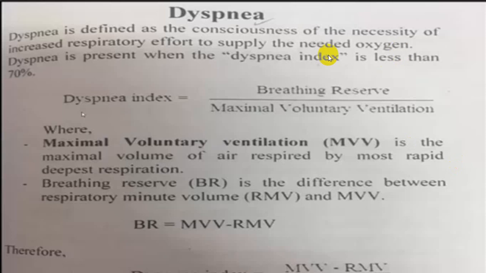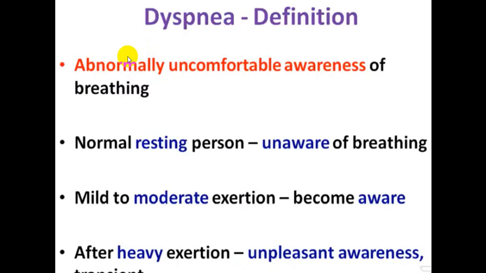There is another way of describing dyspnea: consciousness of the necessity of increased respiratory effort to supply the need of oxygen. This is described as the dyspnea index, which has to be less than 70%, that is breathing reserve divided by maximal voluntary ventilation. We don't want to go into all those details, but again, this is a better definition: abnormally uncomfortable awareness of breathing. You can describe that as dyspnea.